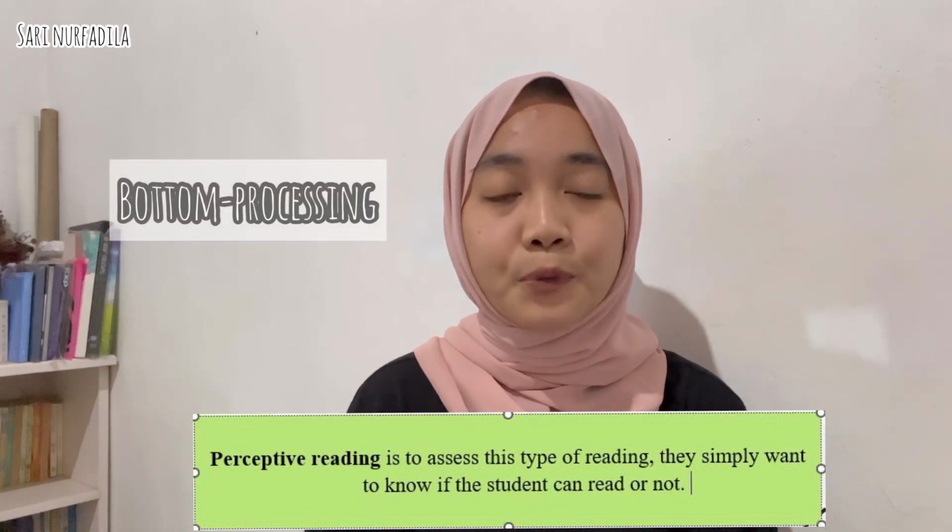First is perceptive reading. Perceptive reading is focused primarily on bottom-up processing. In other words, if a teacher is trying to assess this type of reading, they simply want to know if the student can read or not. So, perceptive reading involves attending to the components of larger stretches of discourse: letters, words, punctuation, and other graphemic symbols. And the second one is selective reading.